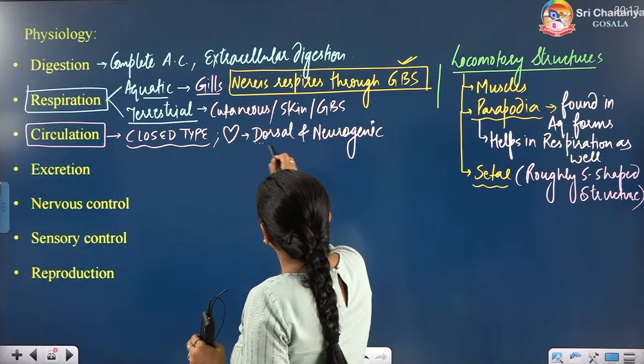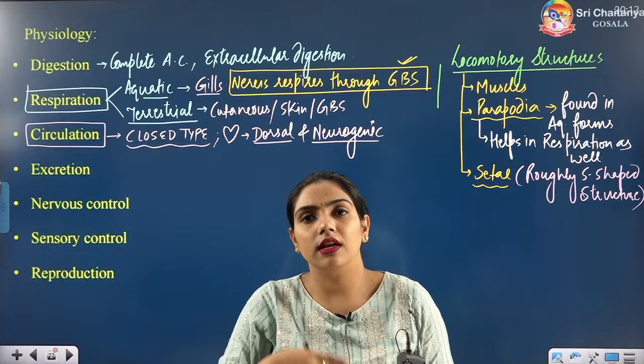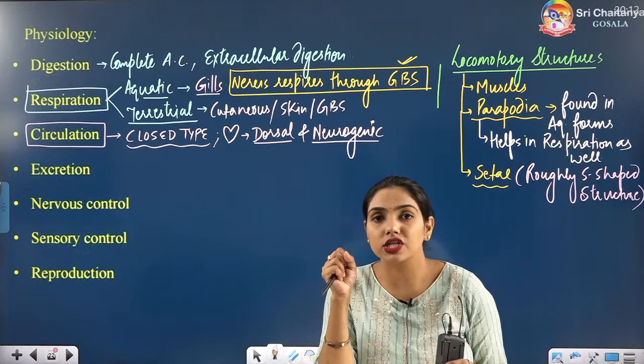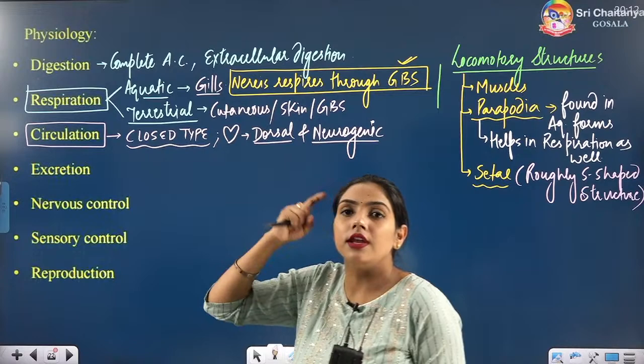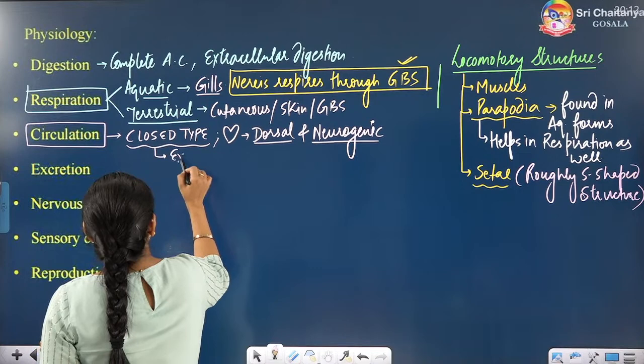Here in us, we have ventral heart and our heart is myogenic. Muscles are controlling the heart. The contraction and relaxation is under the control of muscles of the heart. But here it is under the control of nervous system, neurons. Then an exception is there, and that exception is, beta, leech.